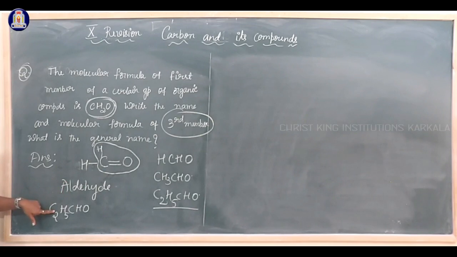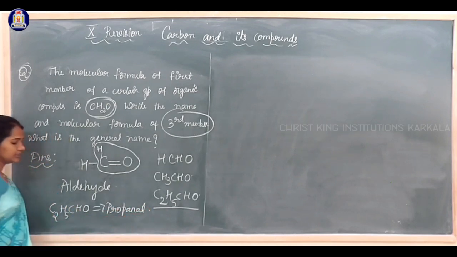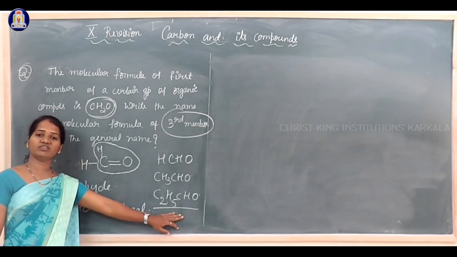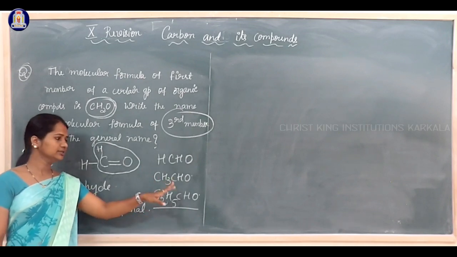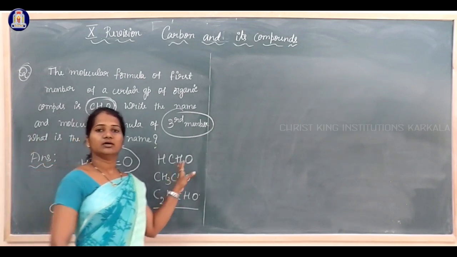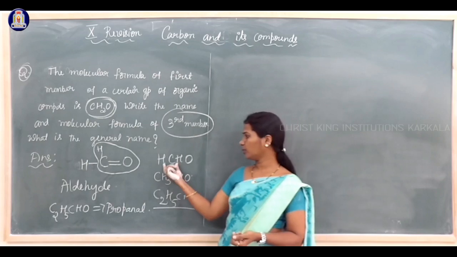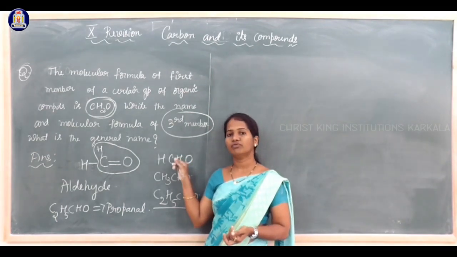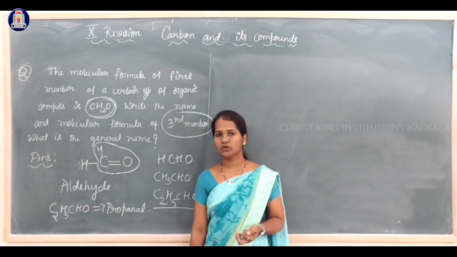What is the name of this compound? There are altogether 2 plus 1, 3 carbon atoms, so the name of this compound is propanal. Propanal is the name of the given aldehyde, the third member of the aldehyde family. First member methanal or formaldehyde, second ethanal, third propanal, and in the same way butanal, pentanal, hexanal continue. The first compound methanal is also called formaldehyde. The third member is propanal, its formula C2H5CHO.